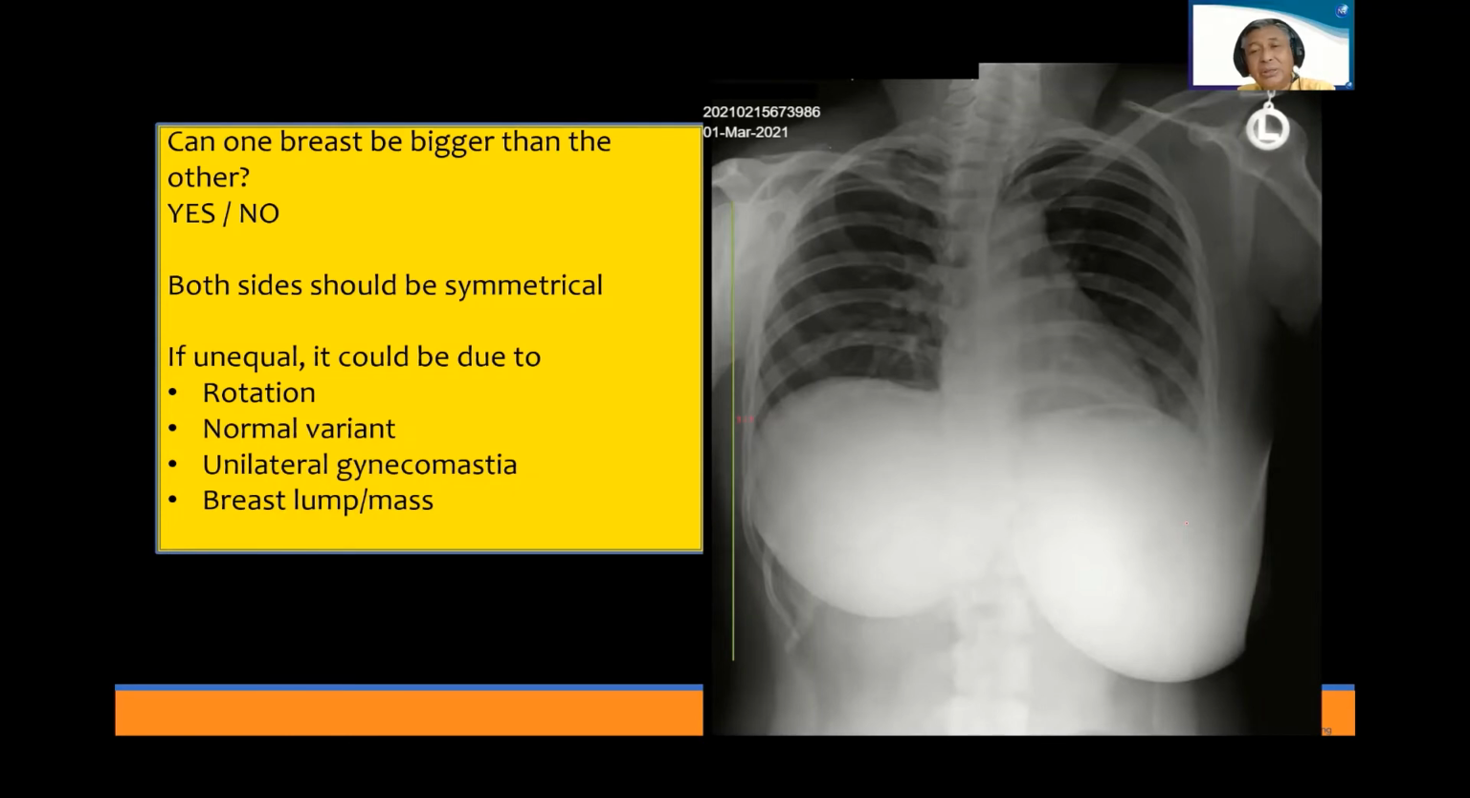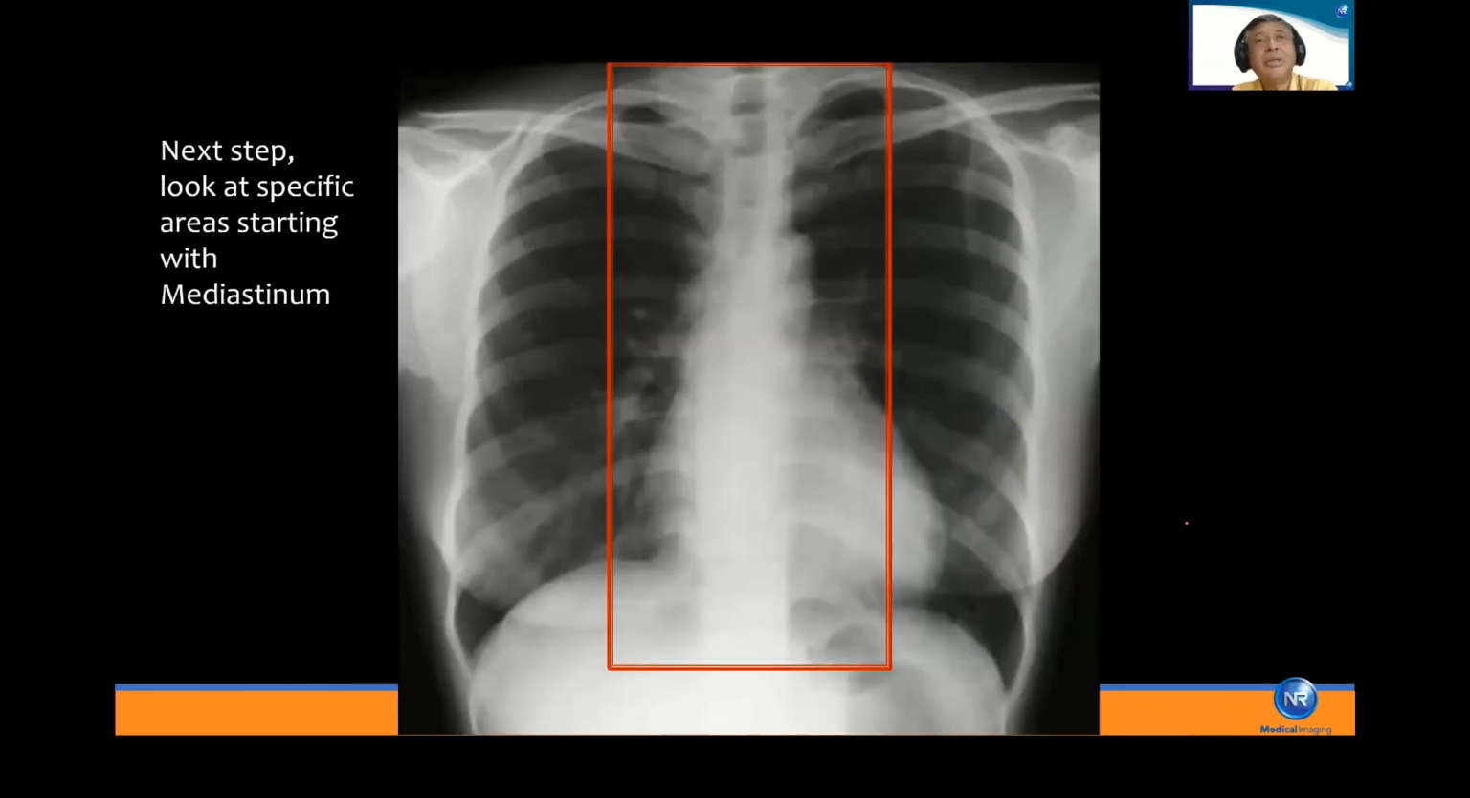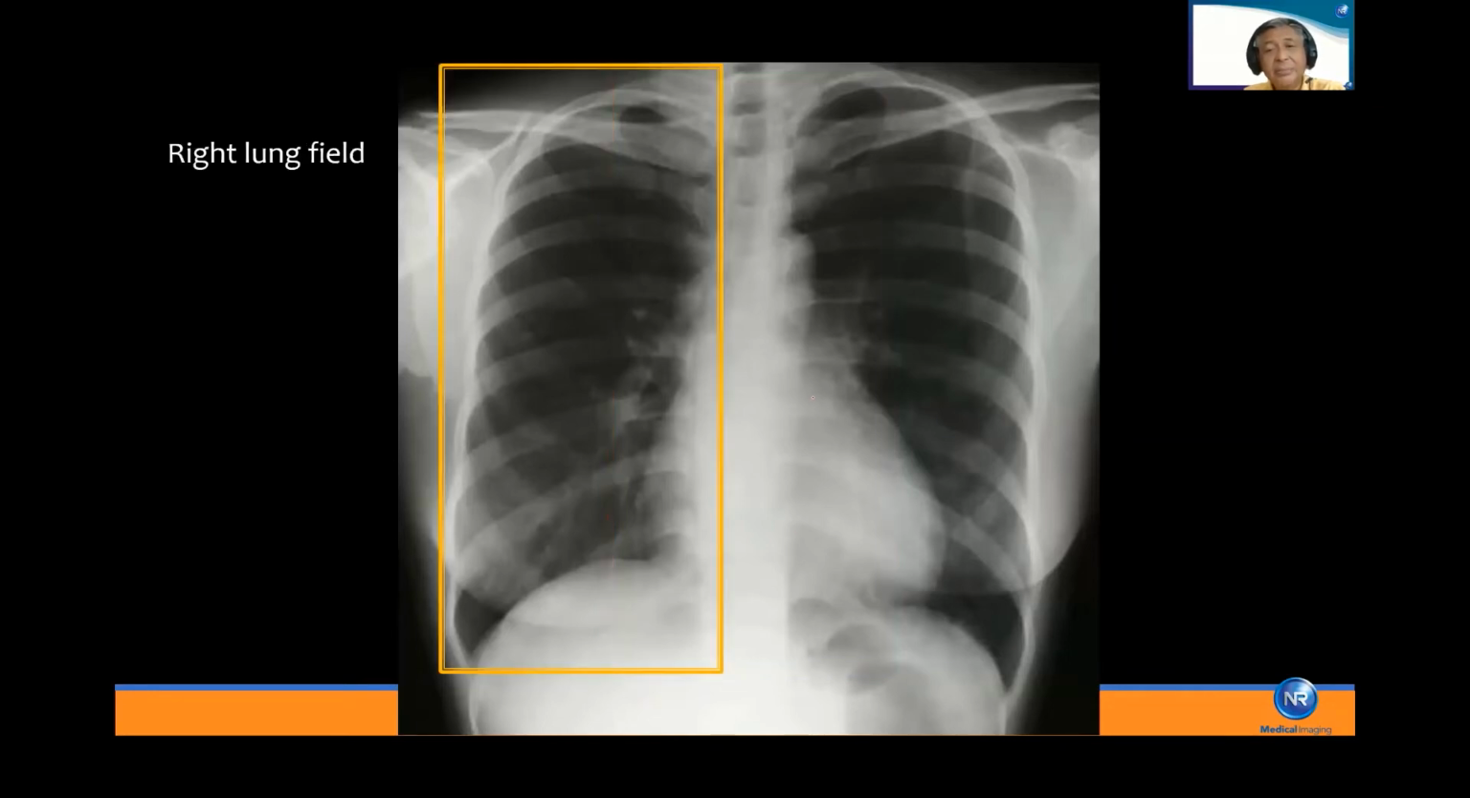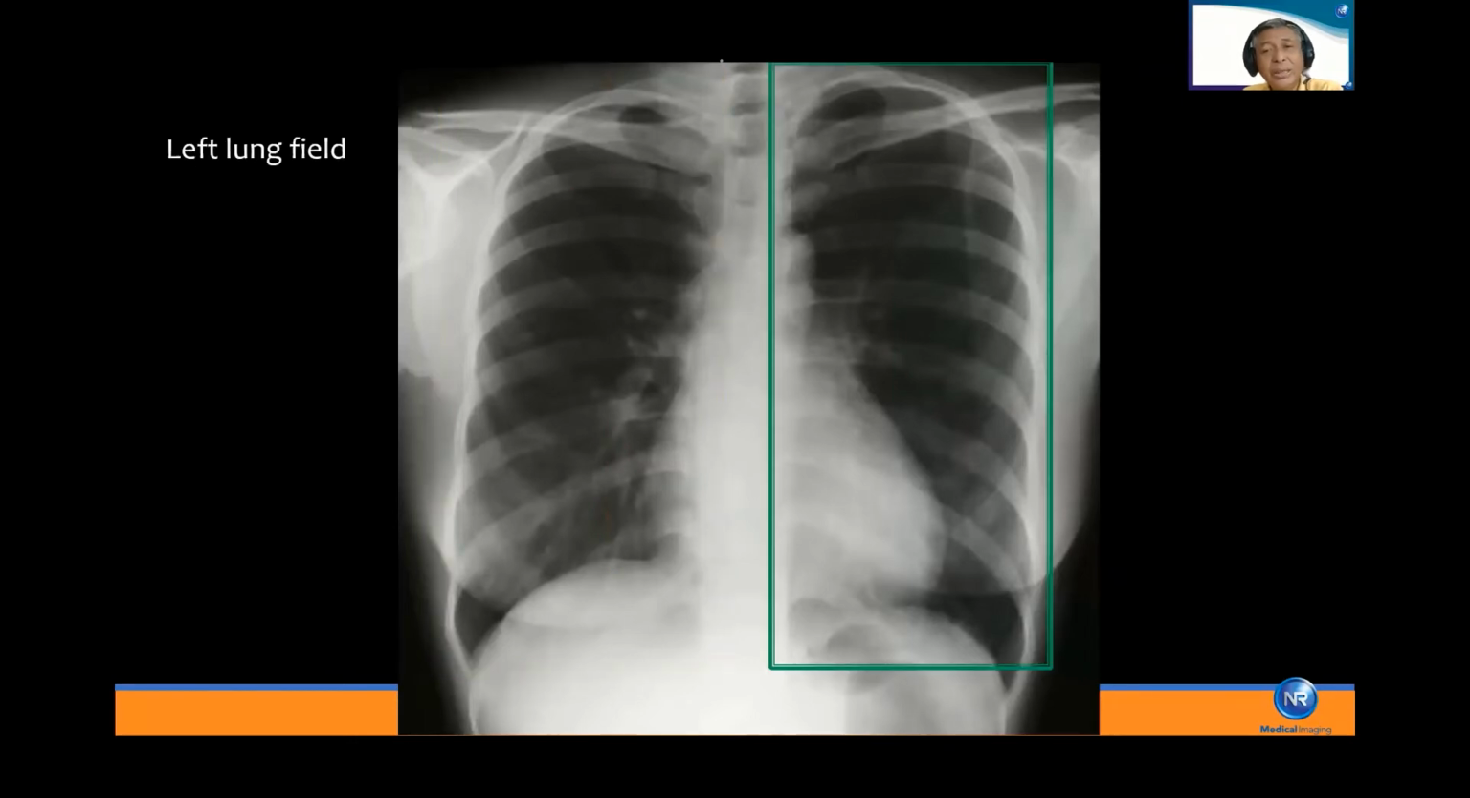This is not acceptable. Okay, having done that, the next step is to look at specific areas, starting with the mediastinum. The whole thing here in the middle is called the mediastinum. Then look at the right lung, and then the left lung. When you're looking at the lung field, go by zone: look at the upper zone, the middle zone, and the lower zone.